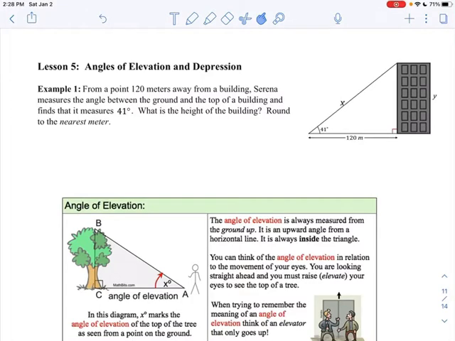Hi GOR, this is Unit 6, Lesson 5, and today we're going to talk about angles of elevation and depression.